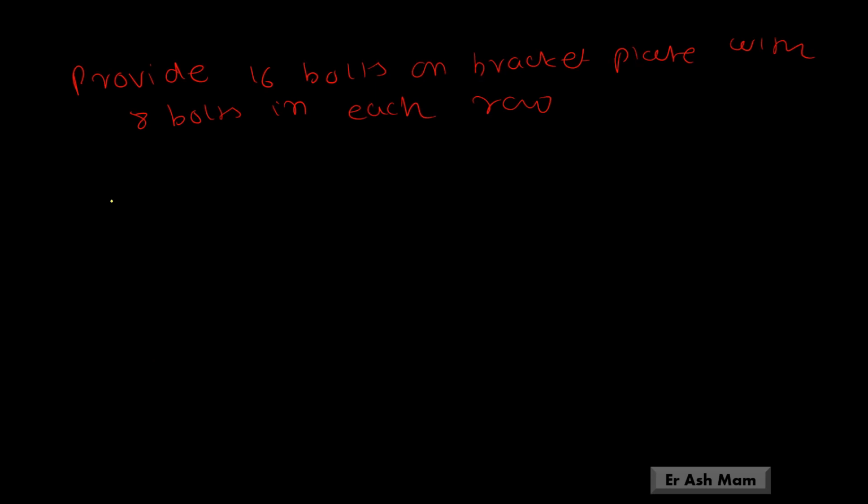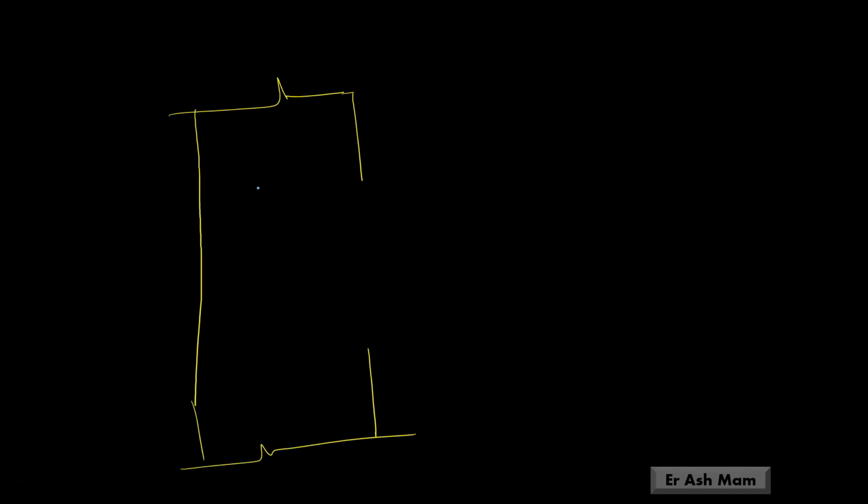Next is check for connection. Before checks, let's draw one more time. I'm drawing in new page. This is column. Here is our sky blue color bracket.